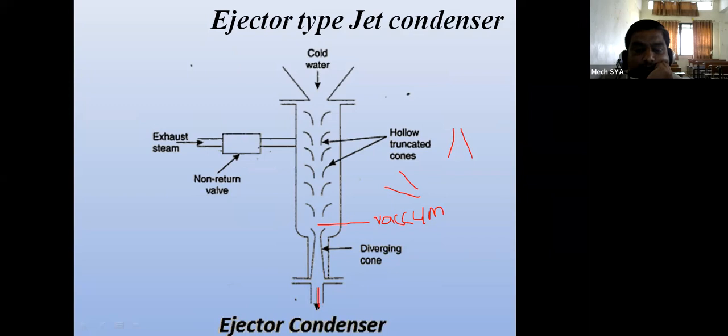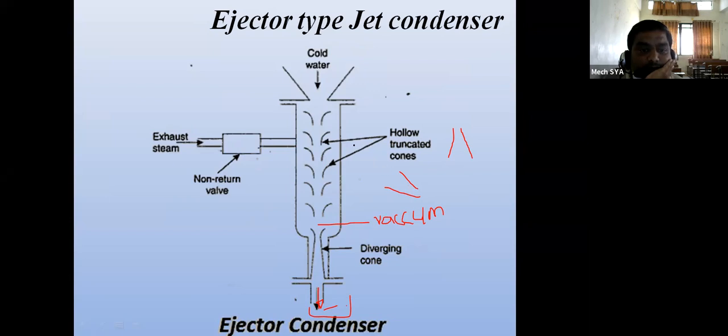Naturally, it will flow into the hot well. Here you may see one hot well. This is only the condenser vessel they have shown. The cold water is entering from the top, and the exhaust steam is coming in through the non-return valve. Non-return valve, as you have learned in BME, sorry, drawing.